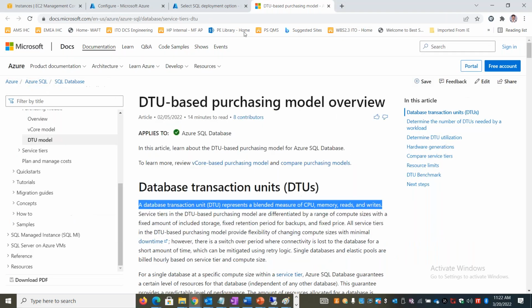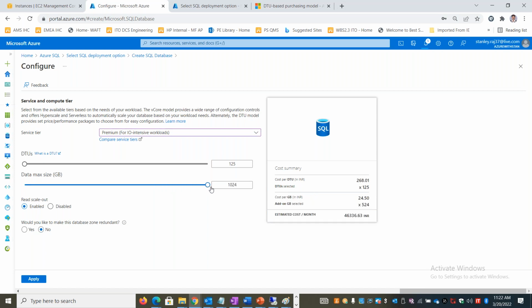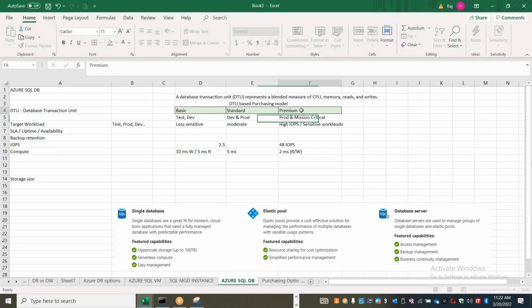So if you look at here, if I go and select the other sizes, it automatically changes the backend CPU and memory. For example, for basic, they provide you up to 250 GB capacity, right? Similarly, if I go back and select premium, they give you up to 1024 GB capacity. And also you get the option to have zone retention.